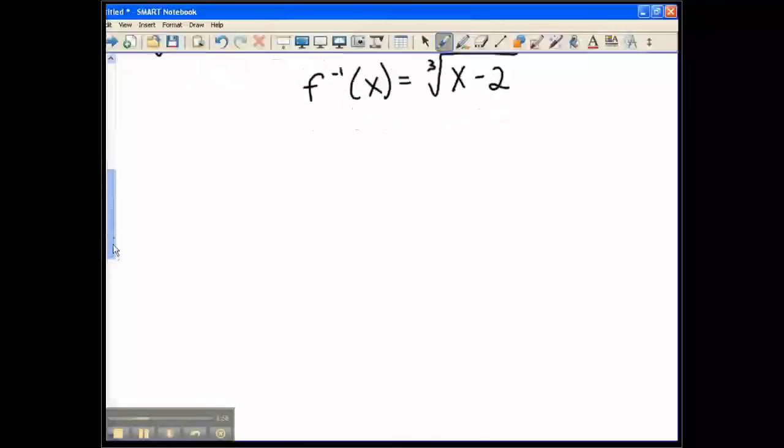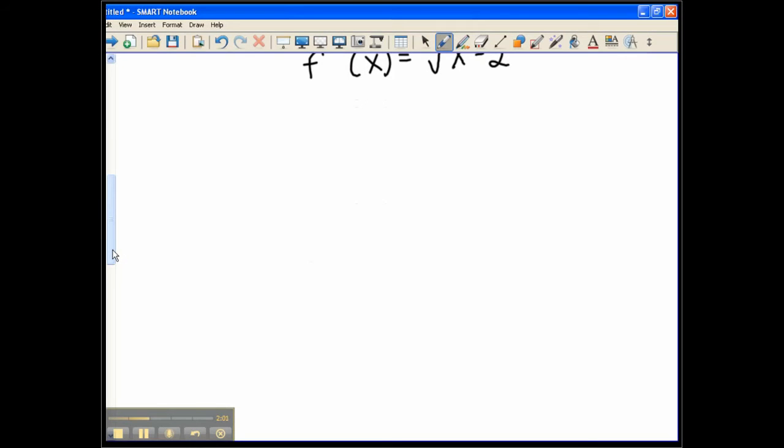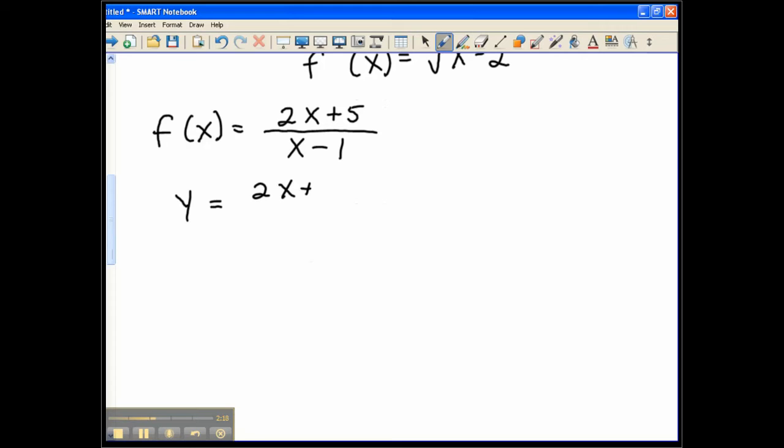The next example will be the function f of x equals 2x plus 5 divided by x minus 1. Again, f of x is another name for y, so we have y equals 2x plus 5 over x minus 1. And here we're going to do our switching. So where we see the y, we're going to replace that with an x, and then where we see our x's, we're going to replace that with y.